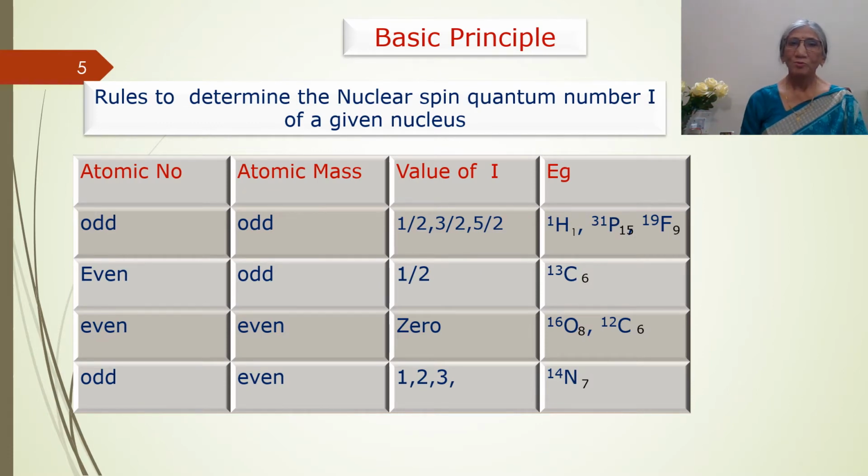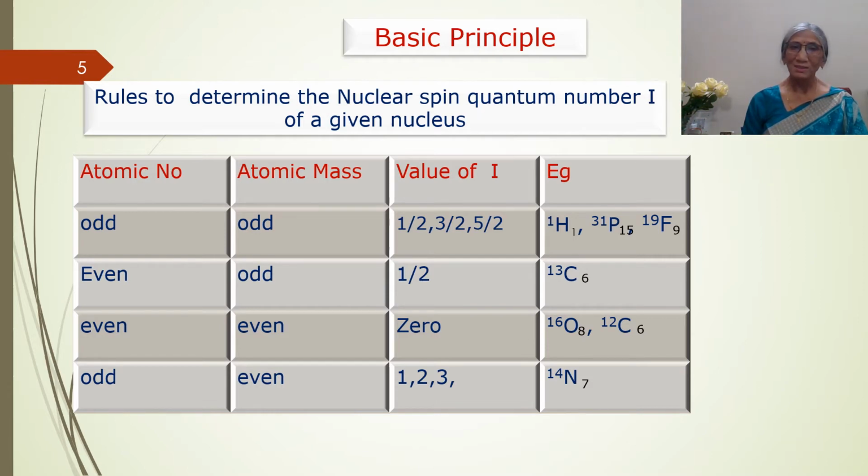The value of nuclear spin quantum number I depends upon atomic number and atomic mass. When atomic number is odd and atomic mass is odd, then the value of I will be half integer. It can be 1/2, 3/2, 5/2. Examples are proton, phosphorus-31, fluorine-19.